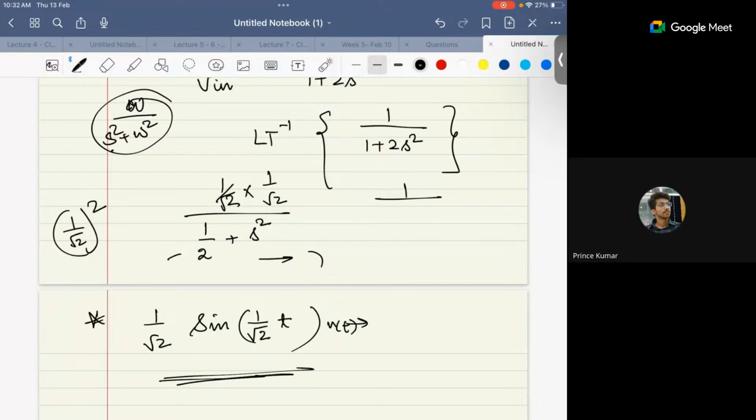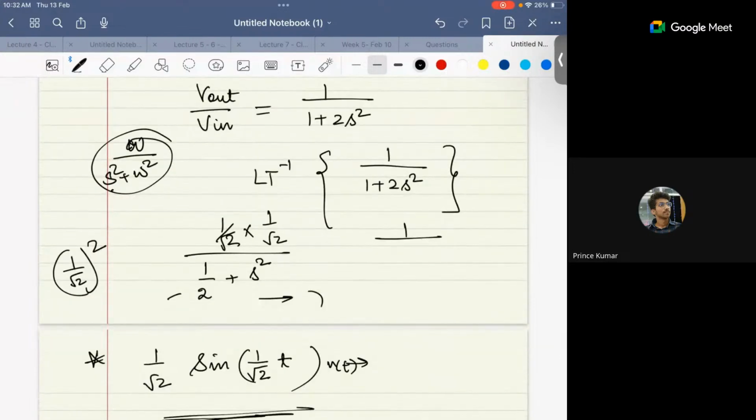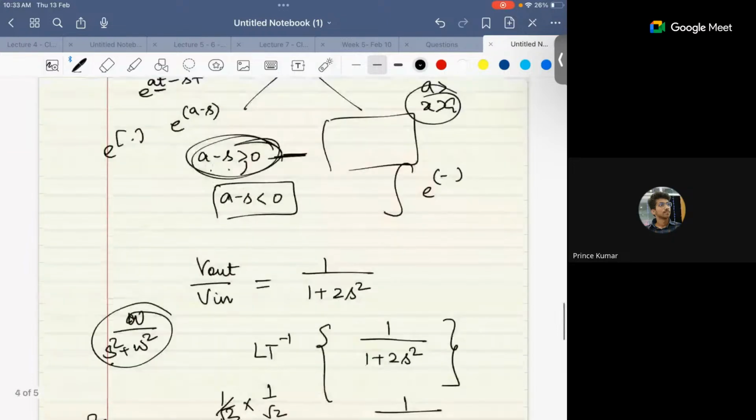This was pretty simple, right? Anybody has any doubt in this? No, right? Okay. You guys can hear me, right? Yes, sir.